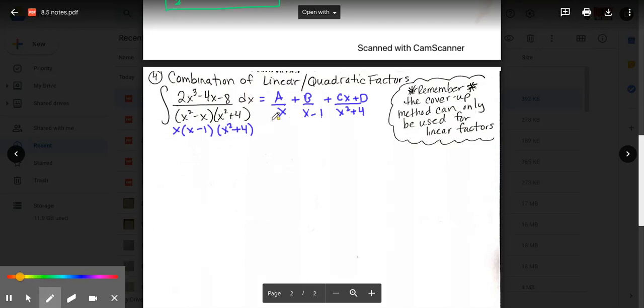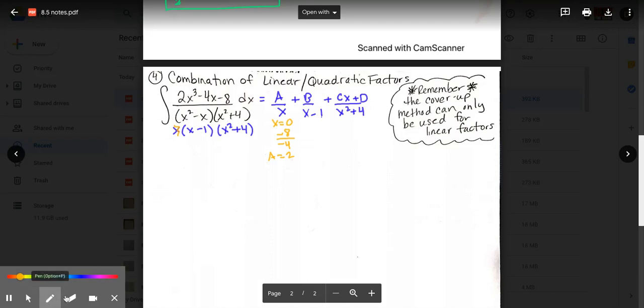Now, we want to find A and B using the cover-up method, because you can, because they're linear factors. The denominator of A goes to 0 when x equals 0. So you're covering up the x in the denominator and plugging in 0 for all the remaining x's. If I plug 0 in the top, I'm going to get negative 8, over, remembering I'm covering this up in the denominator, plugging 0 in the rest, I'm going to get negative 4. So that gives me A is 2.